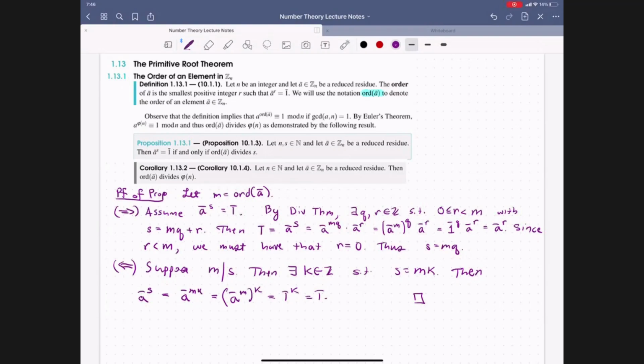And so let's now focus on the corollary. The corollary to this is the following. If we now take n to be a natural number and a bar a reduced residue, then the order of a bar divides phi of n. Well, this follows because, by Euler's theorem, a bar to the phi of n is equal to 1 bar whenever a bar is a reduced residue, which is our assumption on a.